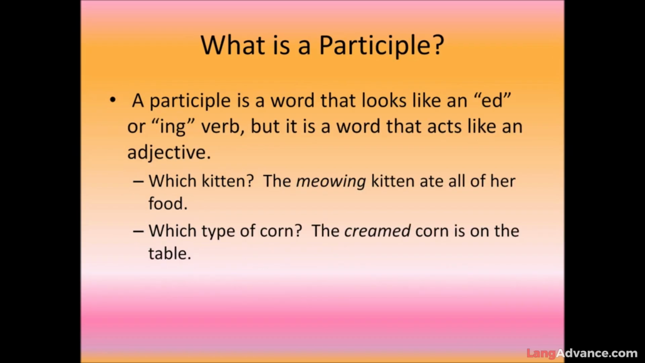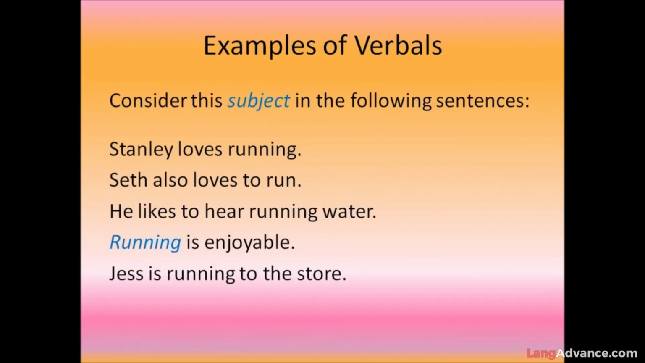A participle is a word that looks like an ed or ing verb, but it's a word that acts like an adjective. So when we ask which kitten, we could answer the meowing kitten. It ends in ing. It looks as though it could be a verb, but instead it's being used as an adjective to describe kitten. Which type of corn could be answered the creamed corn. It looks like it could be a verb, creamed, but instead it's being used as an adjective to describe which type of corn. So here are some examples.